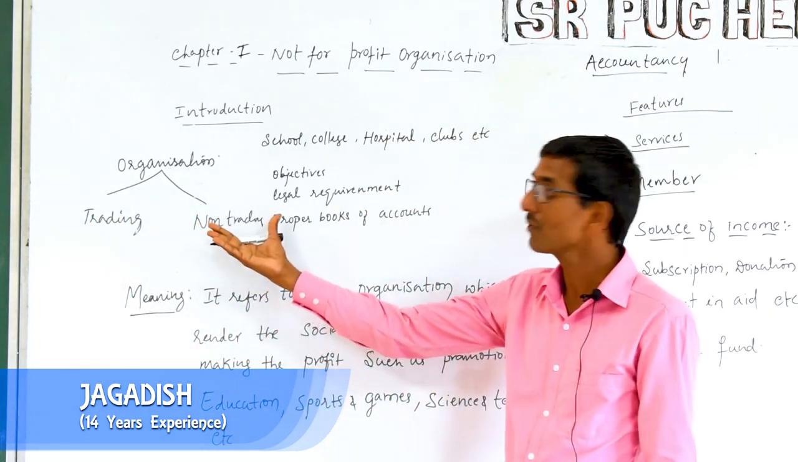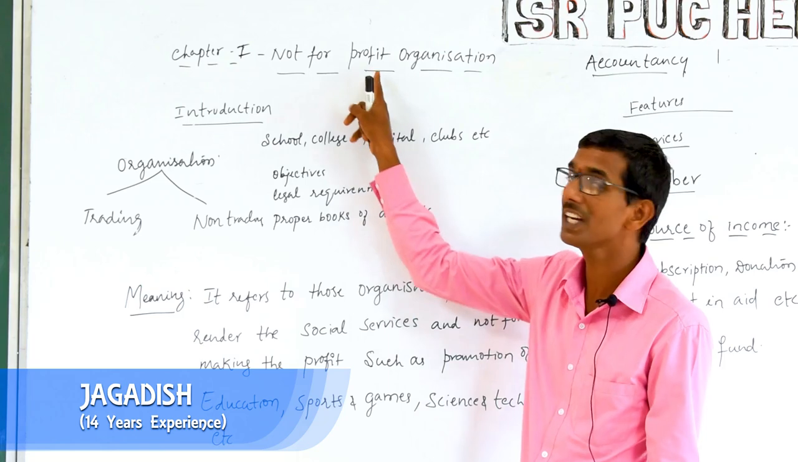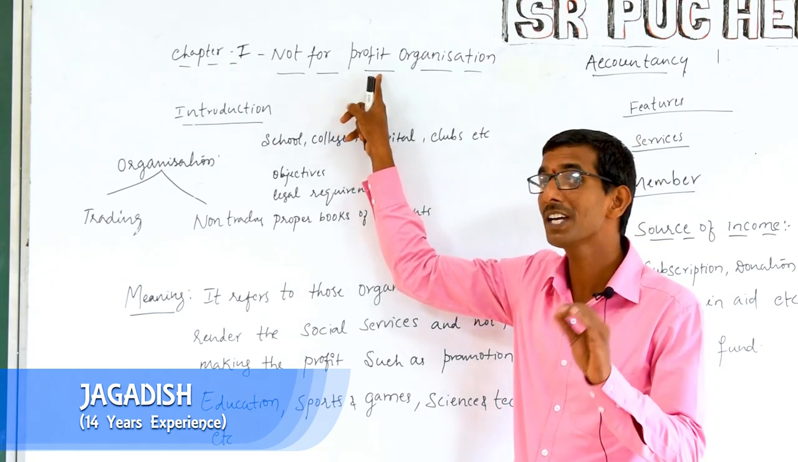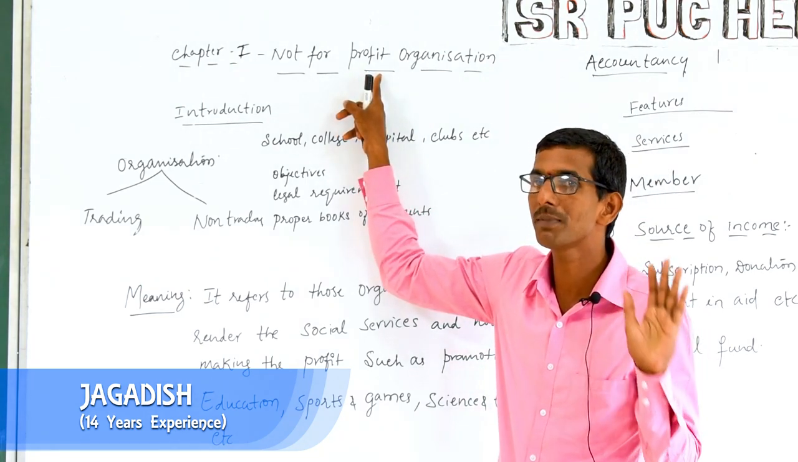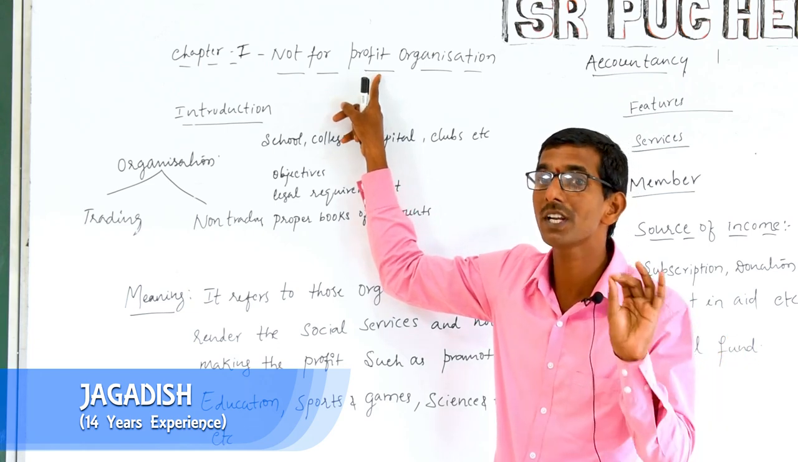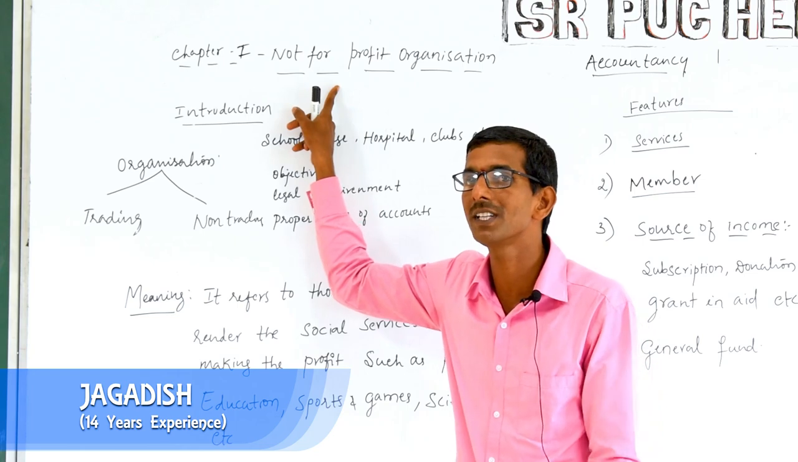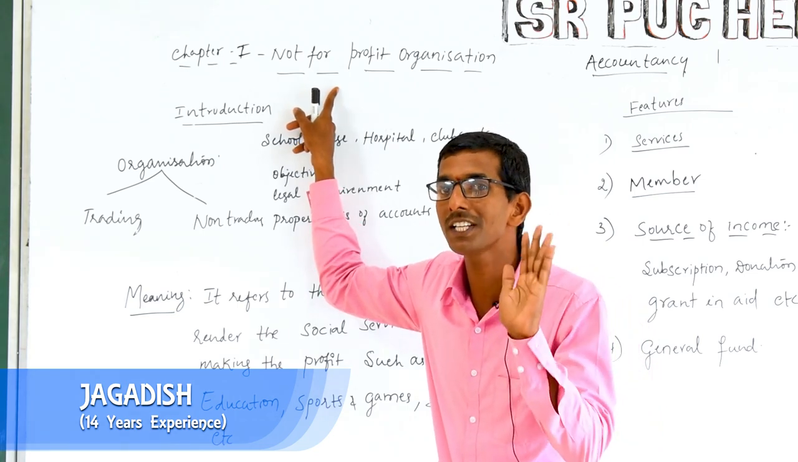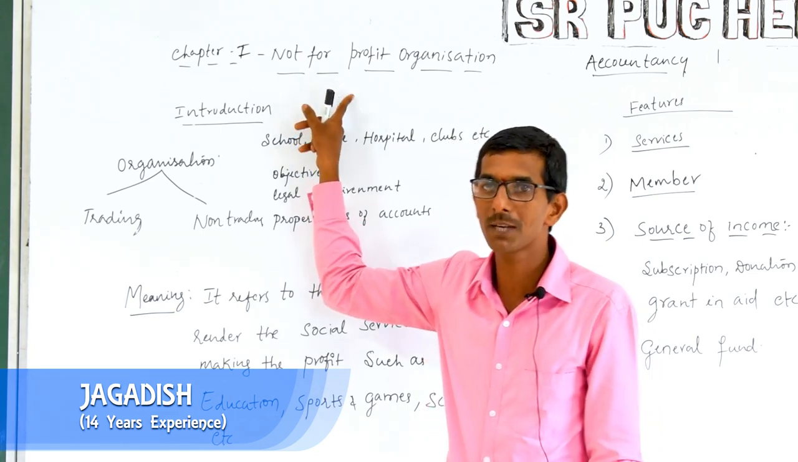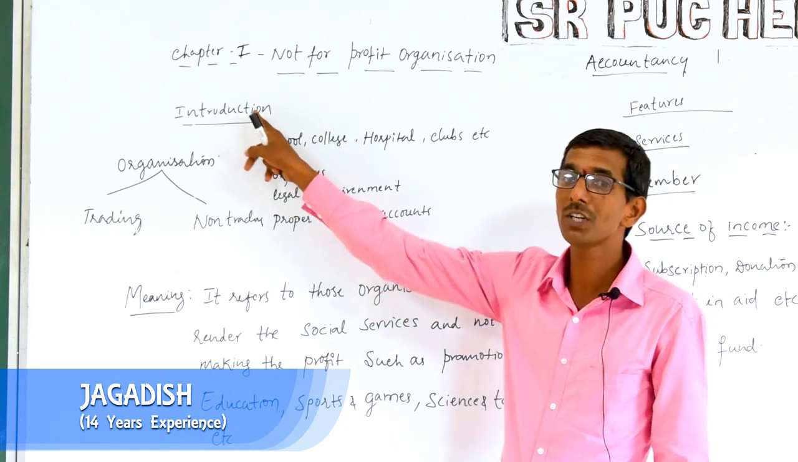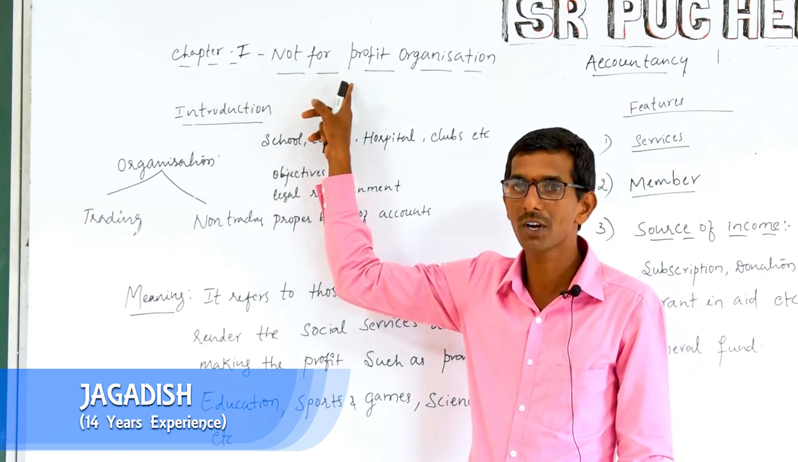But in the case of a not-for-profit organization or non-trading concern, the aim is to render the maximum services to the public or society without aiming at a profit. It means they are mainly concerned with service motives, rendering the maximum services to society. So first, I am going to introduce the not-for-profit organization.